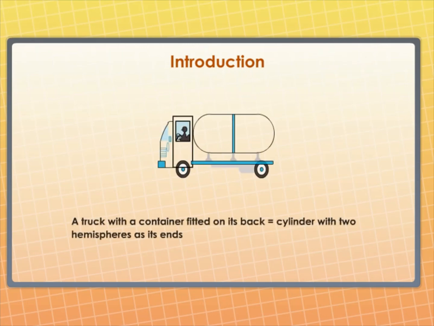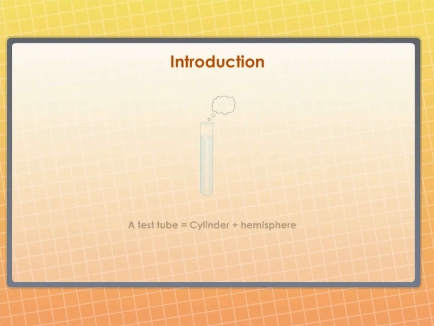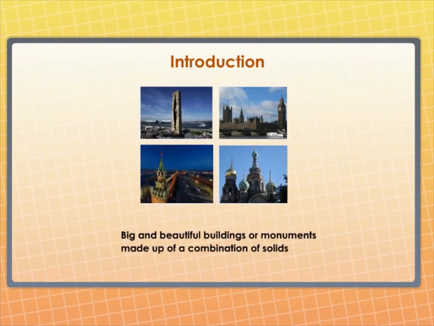Introduction. In our day-to-day life, we come across a number of solids made up of a combination of two or more of the basic solids, such as a truck with a container fitted on its back, test tube, big and beautiful buildings or monuments made up of a combination of solids, etc. In this chapter, we will see how to find the surface areas and volumes of such objects.